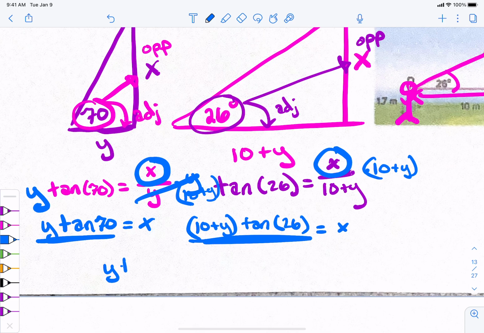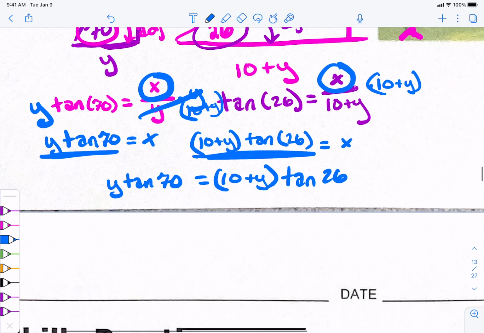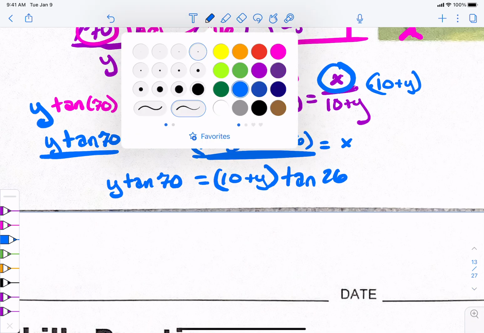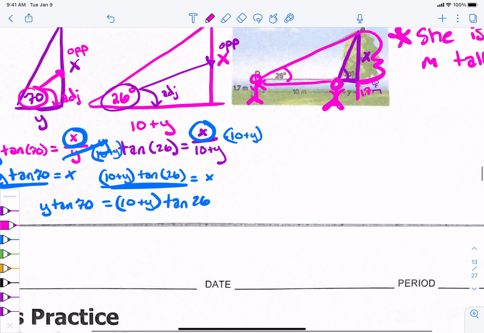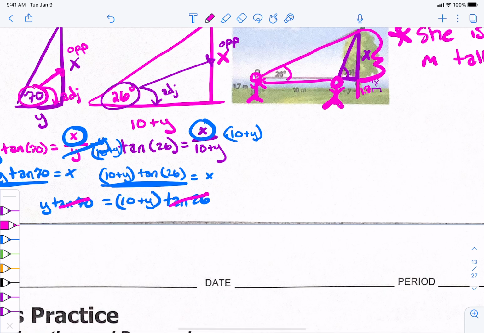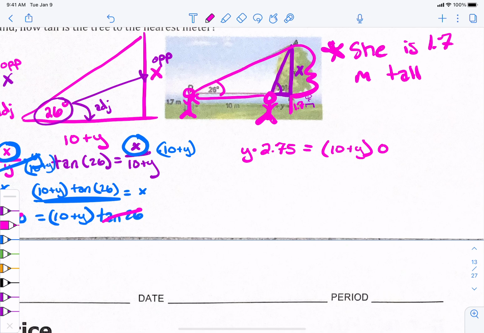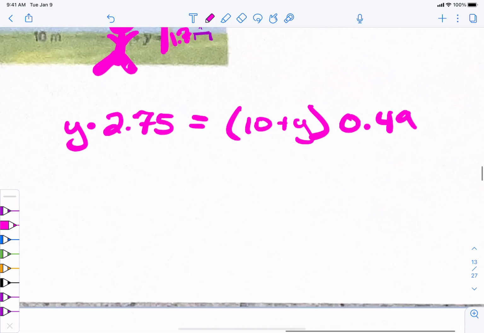So Y times tangent of 70 is equal to 10 plus Y times tangent of 26. This looks really ugly, but we're going to fix it in just a second. Now, in your calculator, figure out what tangent of 70 is and what tangent of 26 is. Tangent of 70 is 2.75. So we have Y times 2.75 equals 10 plus Y times 0.49. All right, and now it's just an algebra problem.